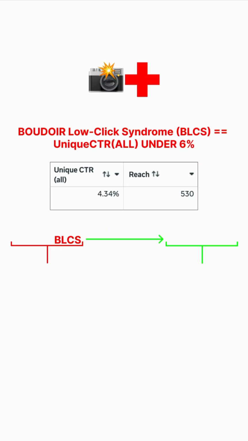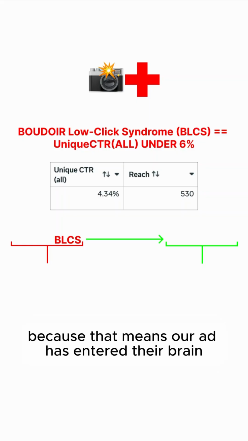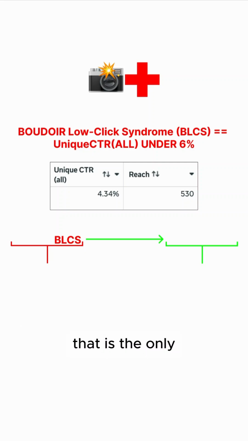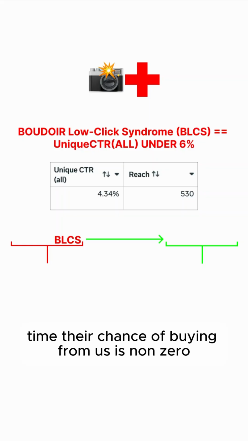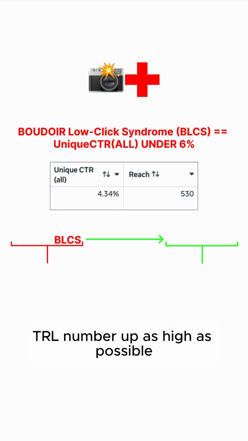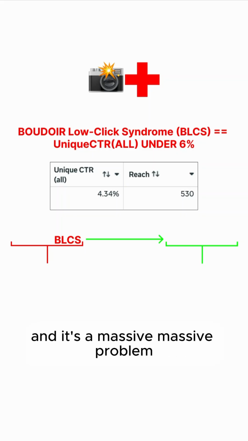scrolling on by. And we care about women clicking somewhere on our ad because that means our ad has entered their brain. And we care about that because when our ad enters their brain, that is the only time their chance of buying from us is non-zero. So we got to get this unique CTR number up as high as possible, but under 6% is the most common thing I'm seeing, and it's a massive, massive problem.